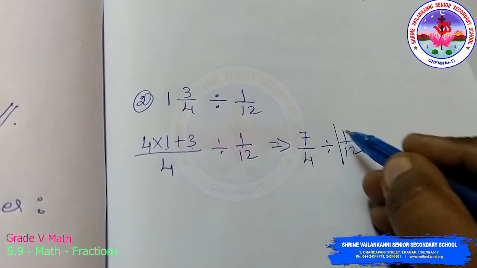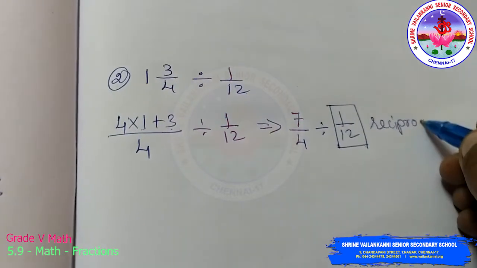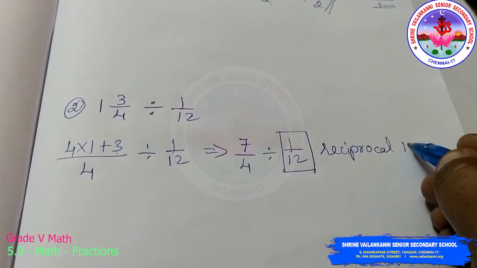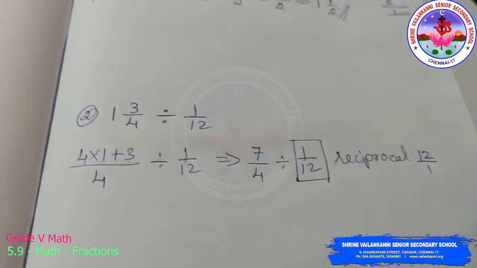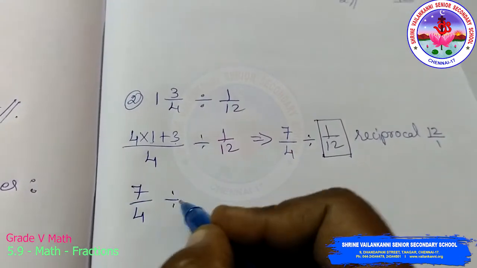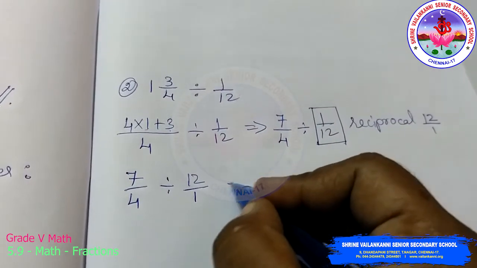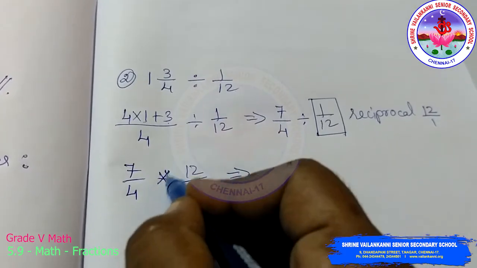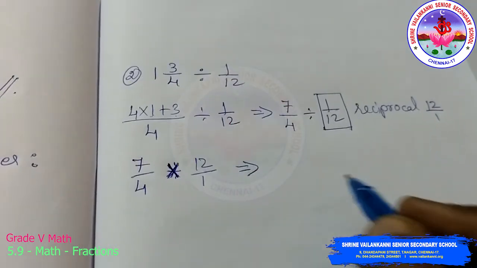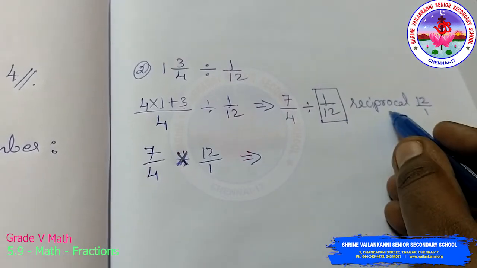Now the right side value has to be reciprocated. The reciprocal of 1 by 12 is 12 by 1. So now 7 by 4 into 12 by 1. Sorry, I myself forgot to give the multiplication symbol. So the symbol has to be changed after doing the reciprocal.